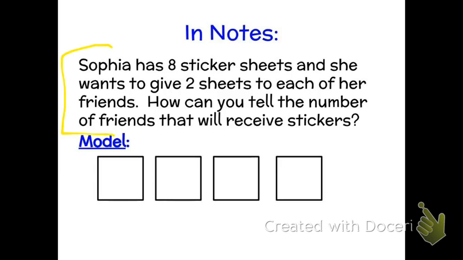It says, Sophia has 8 sticker sheets and she wants to give 2 sheets to each of her friends. How can you tell the number of friends that will receive stickers? We will be using this model right here.